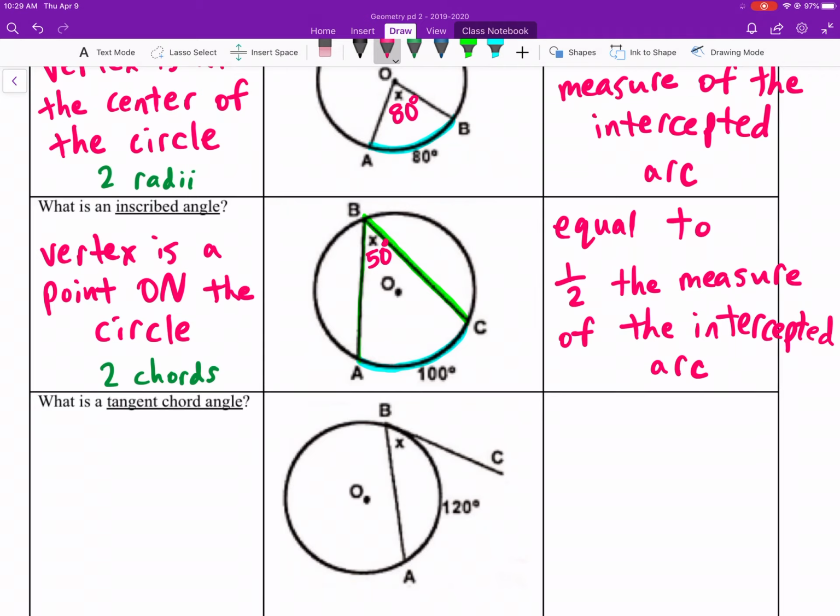But they could have given me the 50 and asked for the 100. It depends. What are you being asked for? You asked for the arc, or you asked for the inscribed angle? Right now the inscribed angle is 50. The intercepted arc is 100. So remember what that intercepted arc really is.